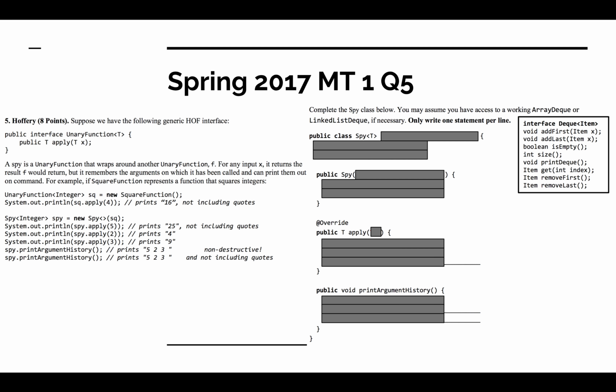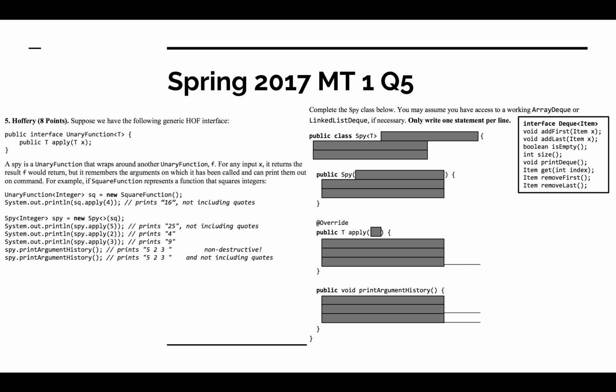A SPI is a unary function that wraps around another unary function f. For any input x, it returns the result f would return, but it remembers the arguments on which it has been called and can print them out on command. For example, if SquareFunction represents a function that squares integers, then we can create a variable sq that's a UnaryFunction and assign it to new SquareFunction.